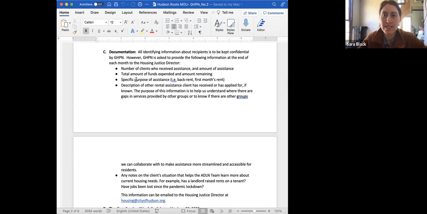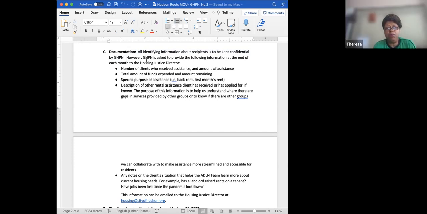My question is, for the purposes of this section around documentation, specifically around this MOU with Greater Hudson Promise Neighborhoods, is there a small edit that we need to make? Like, all identifying information about recipients is to be kept confidential by Greater Hudson Promise Neighborhoods, unless... or does that statement capture that it is available for oversight or audit? I don't know. I think we should let the attorney look at it and put the right legal terms in there. I don't have the legal term for it, and I don't want to say something that later on will hurt us.